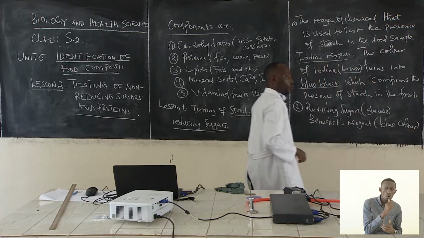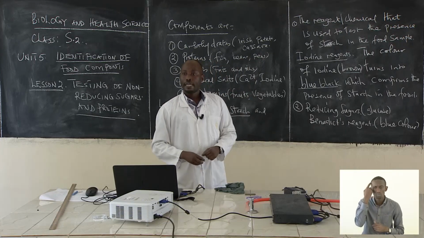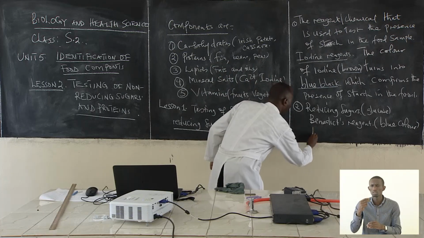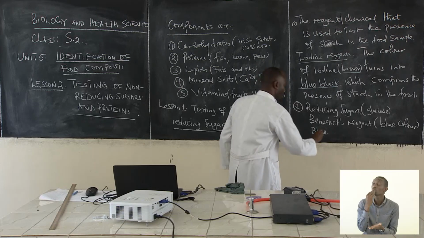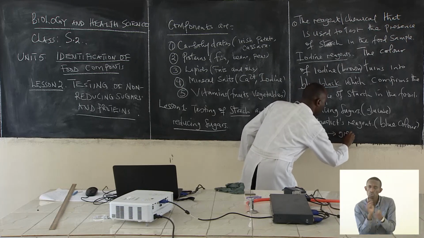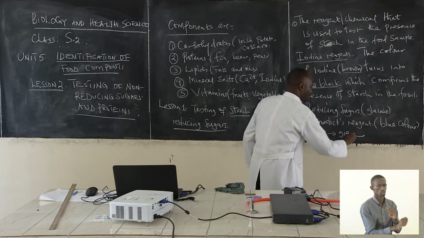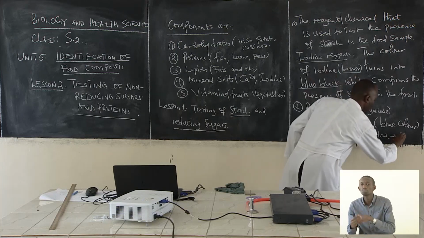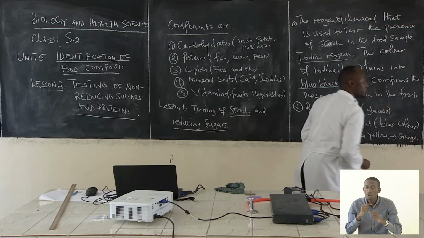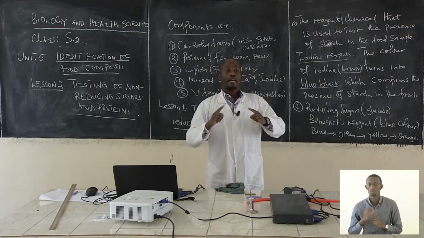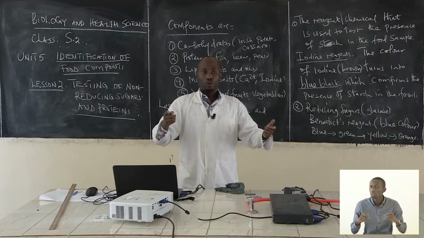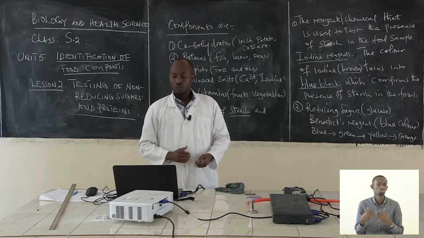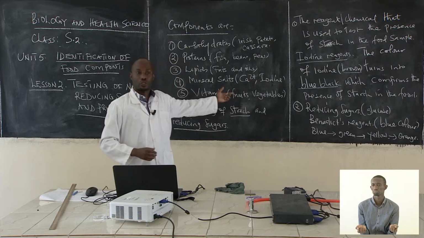Once the food sample contains glucose, what will happen? The solution will change from blue to green, then from green to yellow, then from yellow to orange. It can also change to brick orange when the amount of glucose is very high. When the amount of glucose present in the food sample is very little, it will not change. So quickly, that was a review of the previous lesson, lesson 1.